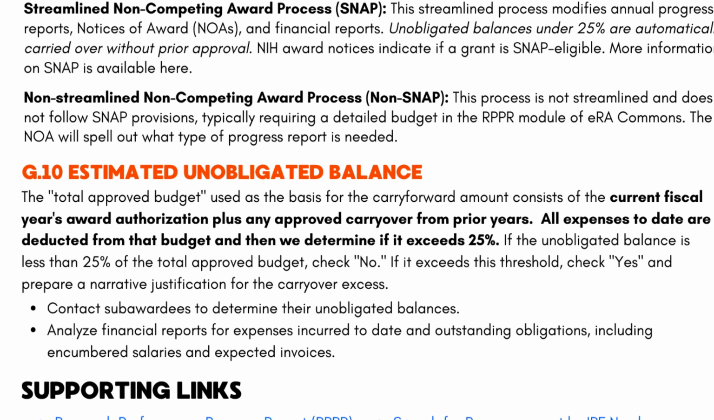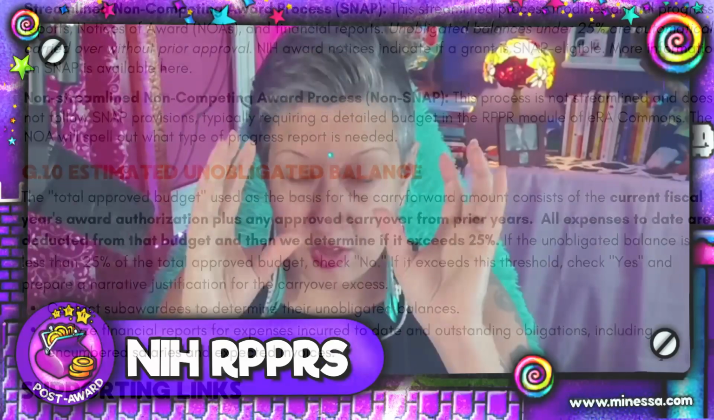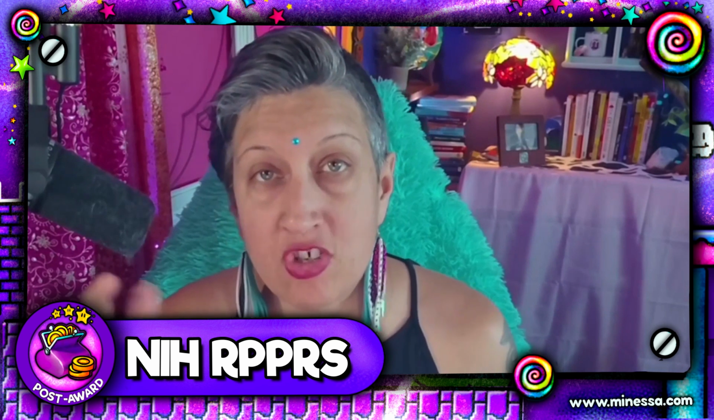If that number is less than 25% of that total cost that we talked about, the current fiscal year's authorization, the total approved budget, then you say, yep, it's less than 25%, and you can carry it forward, no problem. If it's more than 25%, then you do need to provide a justification, and typically it needs to be a little bit more detailed. One area that I don't go too deeply into in this particular conversation is other support.